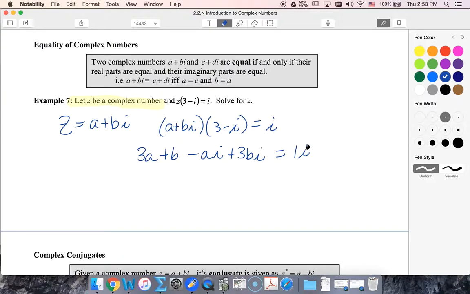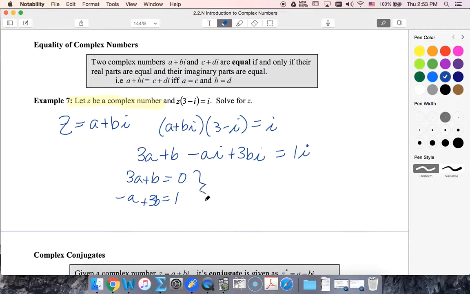Well, there is no real component on this side, so the real value must be 0. So 3A plus B must equal 0. My imaginary components must equal 1. Negative A plus 3 equals 1. Sorry, negative A plus 3B equals 1.